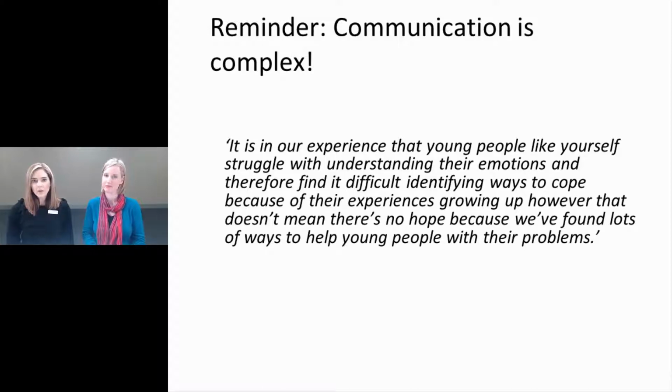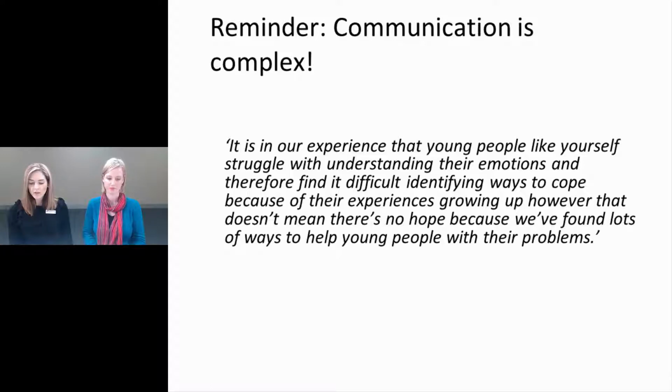Here is an example of an explanation that was provided to a young person in a mental health setting that does not contain long words, jargon or acronyms, however, is still complex because the young person is required to undertake a number of communication tasks associated with it.